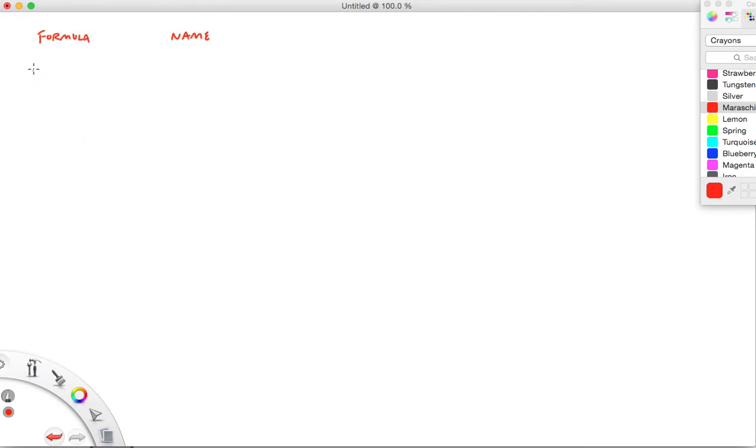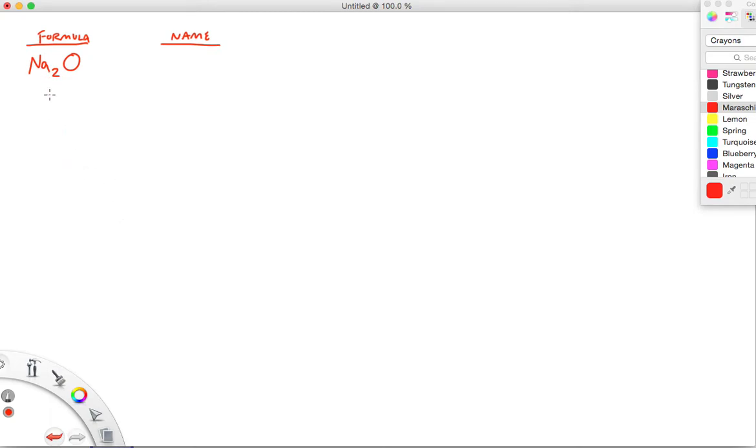And over here, I'm going to do some other kind of examples. So this is really easy going from formula to name. Let's see here. I have to do this just from memory. Let's do this.